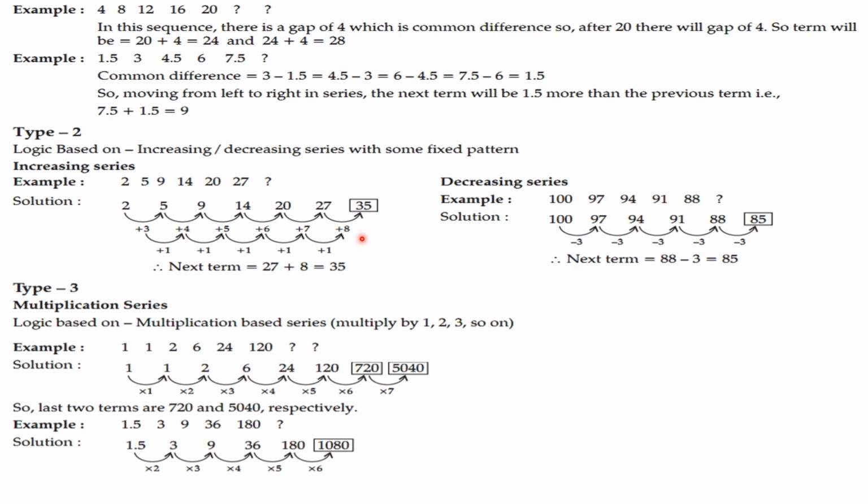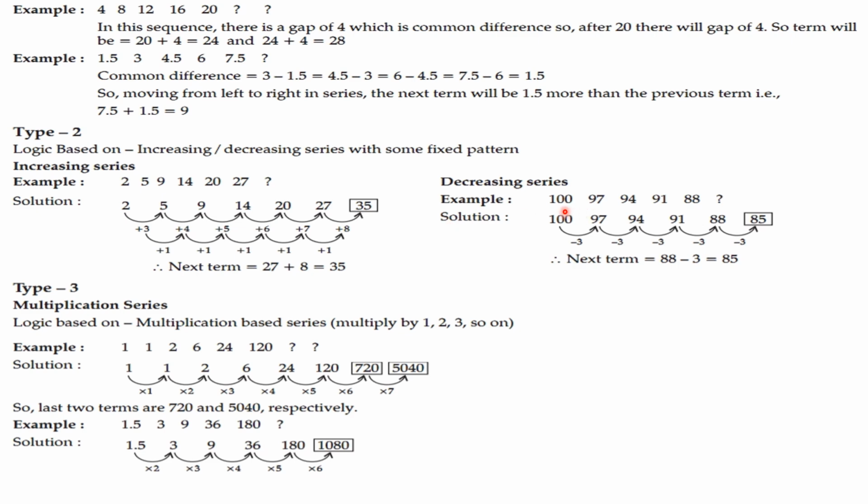The next difference is 8. The differences increase by 1 each time: plus 1, plus 1, plus 1. So the next term is 27 plus 8, which is equal to 35.